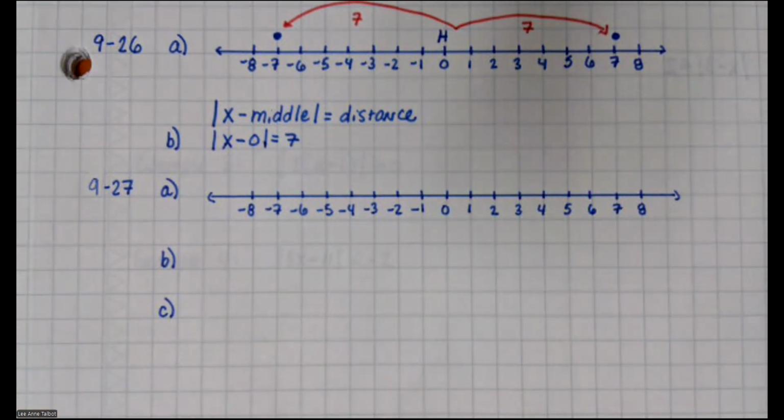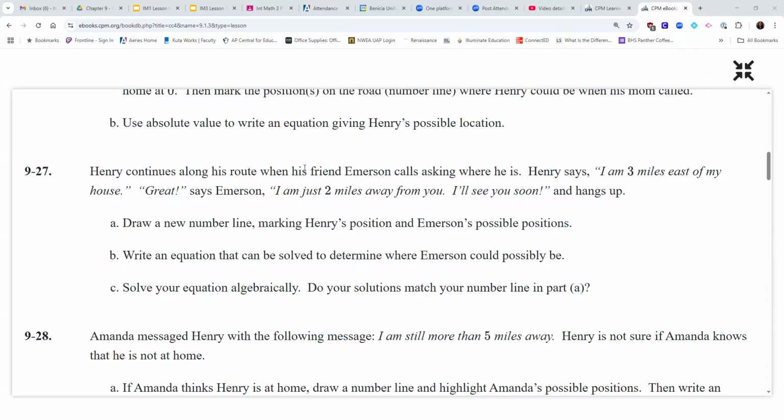That was really it for that whole number line, believe it or not. Okay, now 27. Henry continues along his route when his friend Emerson calls asking where he is. Henry says, I am 3 miles east of my house. Okay, can you guys put an H now? 3 miles east of his house.